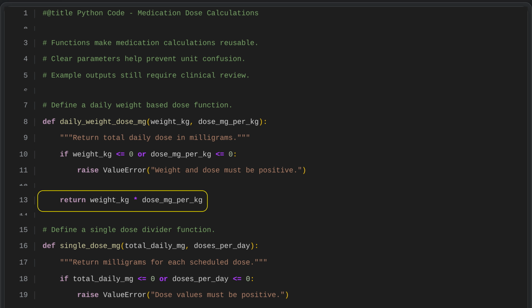The calculation finds the total daily medication dose by multiplying the patient's weight in kilograms by the recommended dose per kilogram. This helps adjust the dose to the patient's body weight for accurate clinical dosing.